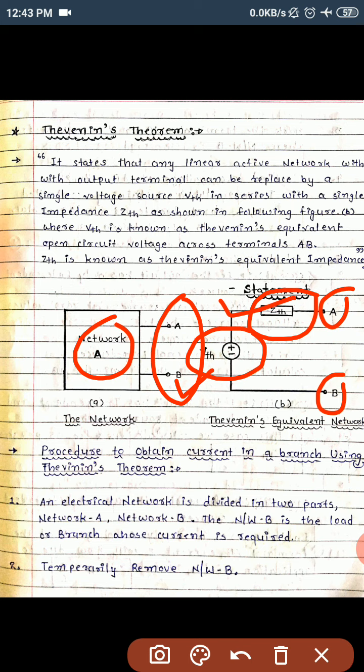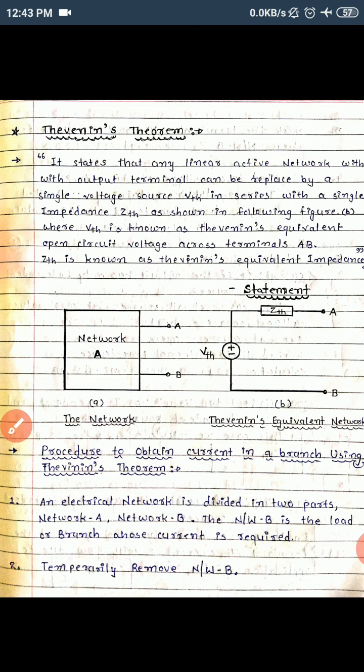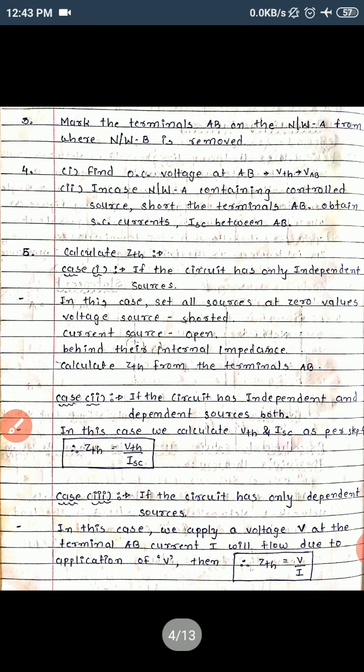Temporarily remove the network B. So the element given over here will be temporarily removed from the circuit, and we have to open the network A. What is the third step? Mark the terminals AB on the network A from where the network B is removed. We have to mark the terminals AB because we split the network into two parts. So from the first part, we get the two points. So we have to mark the terminals A and B.